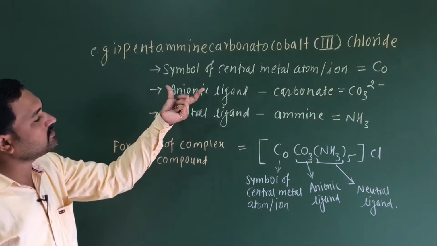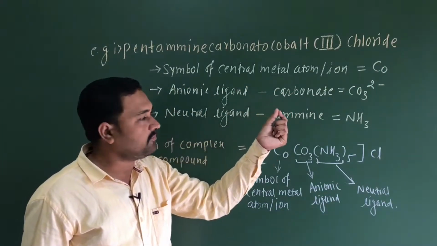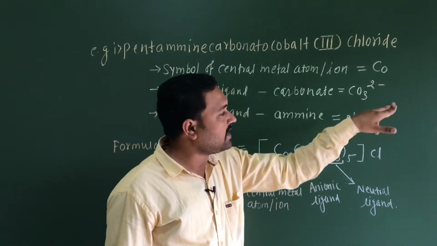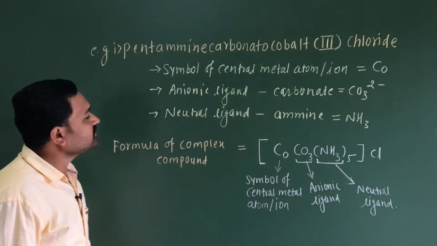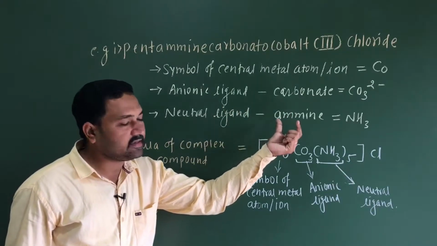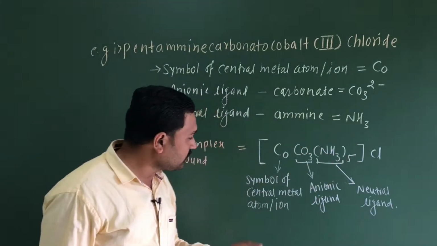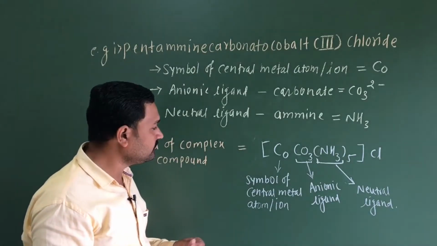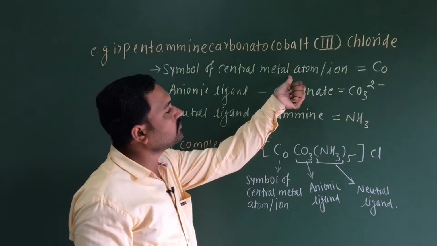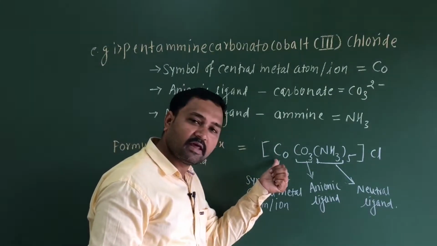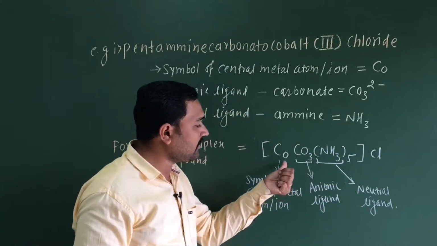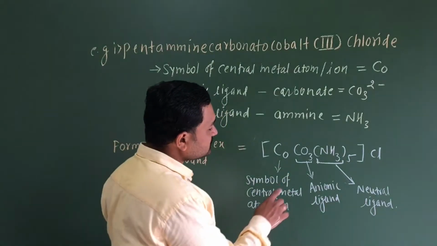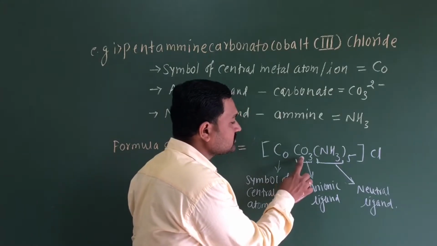Then the anionic ligand is carbonate, so obviously it has the formula CO3 2-, as it is in the negative form. Then the neutral ligand is amine and its formula is NH3. While constructing the formula for this complex compound, we already studied the rule: we first write down the symbol of the central metal ion. Hence in the coordination sphere I have written the symbol of the central metal ion, that is cobalt, first. Then it is followed by the carbonate ligand, that is the CO3 ligand.